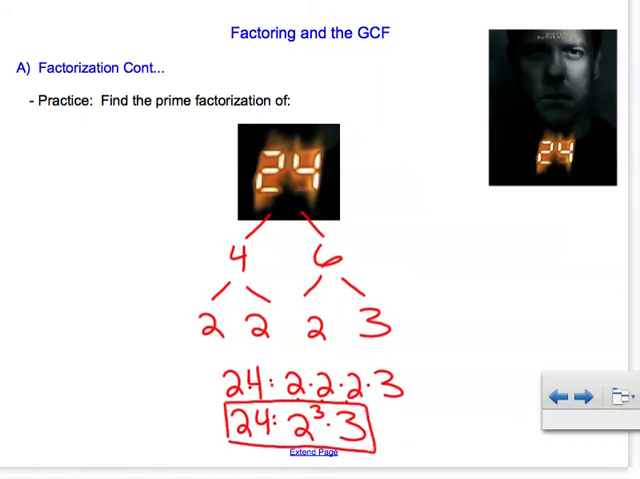I might want to check it. This would give me 4. 4 times 2 would be 8. 8 times 3 would be 24. So, yep, I'm good. That is the prime factorization of 24: 2 to the third power times 3.